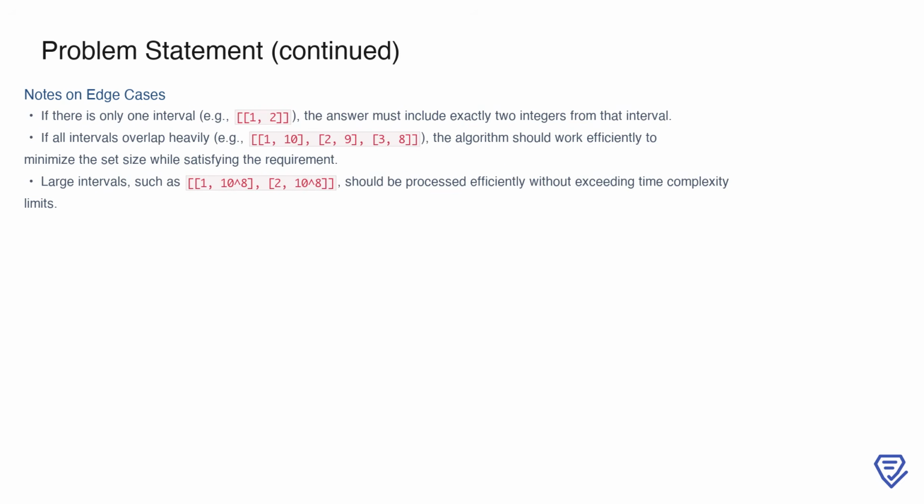To handle edge cases, consider situations like a single interval, such as [1,2]. In this case, the output must include exactly 2 integers from the interval, even if it's the smallest possible range. Another scenario is when all intervals overlap significantly, for example, [1,10], [2,9], [3,8]. Here, the solution must minimize the set size efficiently while ensuring each interval contains at least 2 integers.